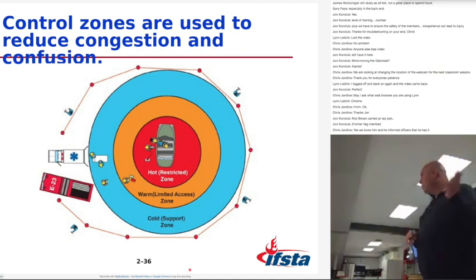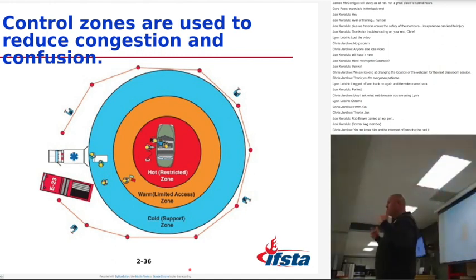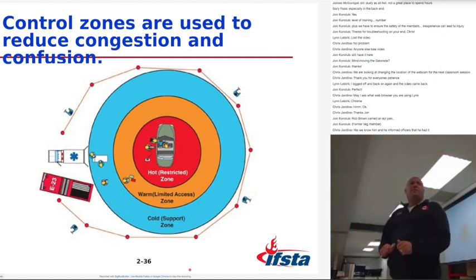And then the cold zone, that's our safety zone. We want people in there. And this is all to create congestion. You don't want everything too close. Now, are they all perfect circles? No. In a perfect world, yes, but no. Next slide.